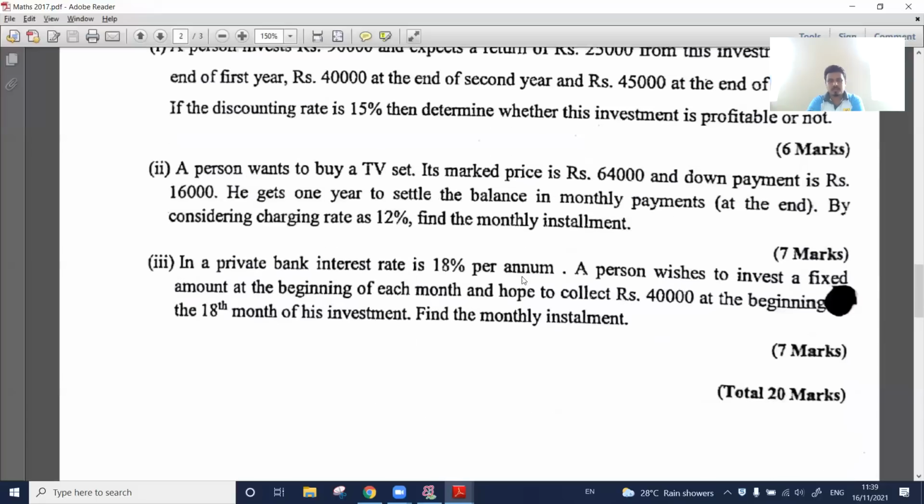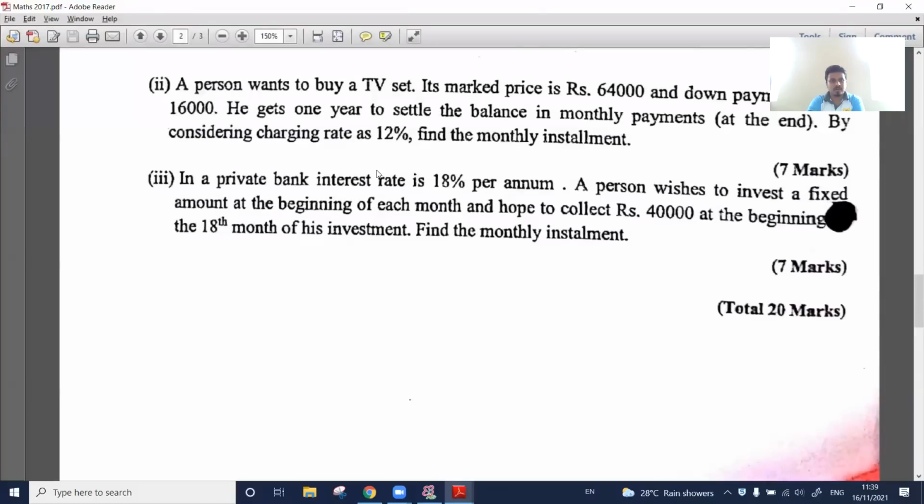For part 1, 6 marks, part 2, 7 marks, and part 3 again 7 marks. In a private bank, interest rate is 18% per annum. A person wishes to invest a fixed amount at the beginning of each month and hope to collect 40,000 at the beginning of the 18th month of his investment. Find the monthly installment. Right? In a private bank, the rate is 18%.